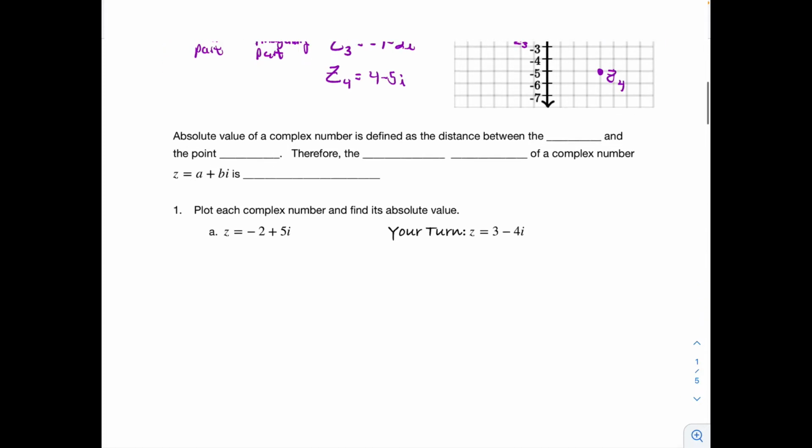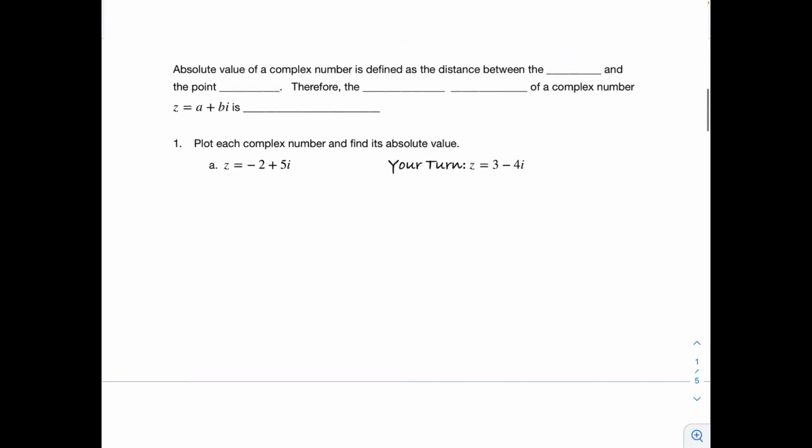Okay, now we know how to plot these. Next thing we're going to learn is something called the absolute value of a complex number. By definition, the absolute value of a complex number is the distance between the origin and the point (a, b). Okay, the absolute value of the complex number z equals a plus bi. Notation: the absolute value of a plus bi is equal to, well, that distance, using our Pythagorean theorem, would be the square root of a squared plus b squared.